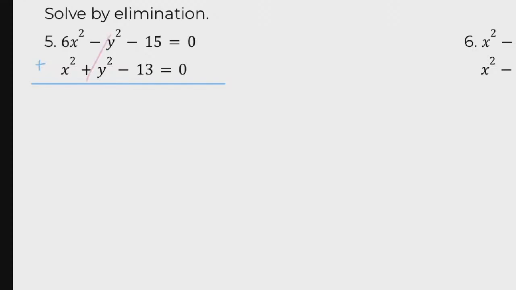So 6x squared plus x squared is 7x squared, and negative 15 plus negative 13 is negative 28. And from here we can solve for x. So we can add 28 to both sides. We'll get 7x squared equals 28. Then divide by 7. We get x squared equals 4. And then square root both sides. So x will equal plus or minus 2.